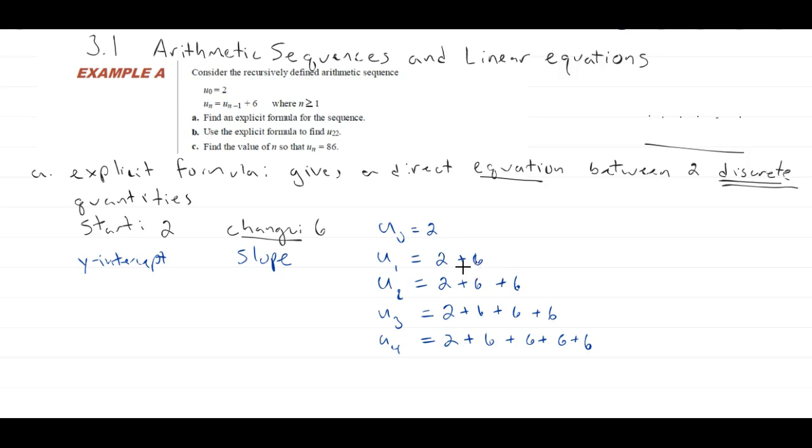Alright, so if you notice, how many times did I add 6? Well, I added it once, which is the same as there. I added it twice, which is the same as here. I added it 3 times, which is the same as here.